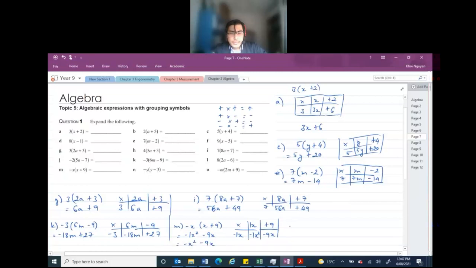And our final question for question 1 is N. So N, we have, oh sorry, not N, O. O, we've got negative m brackets 2m plus 9. The negative m will go out here, 2m plus 9. Okay.